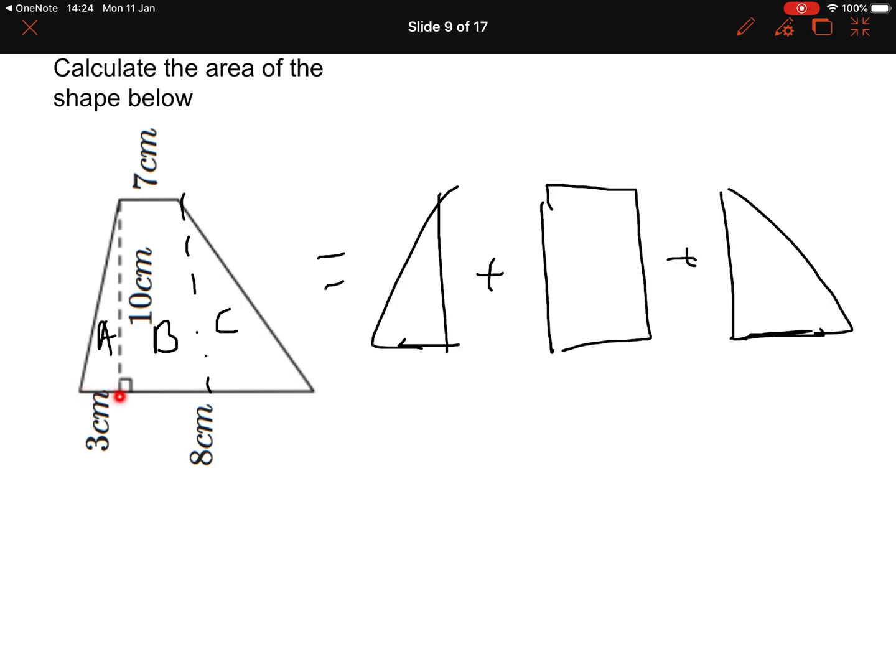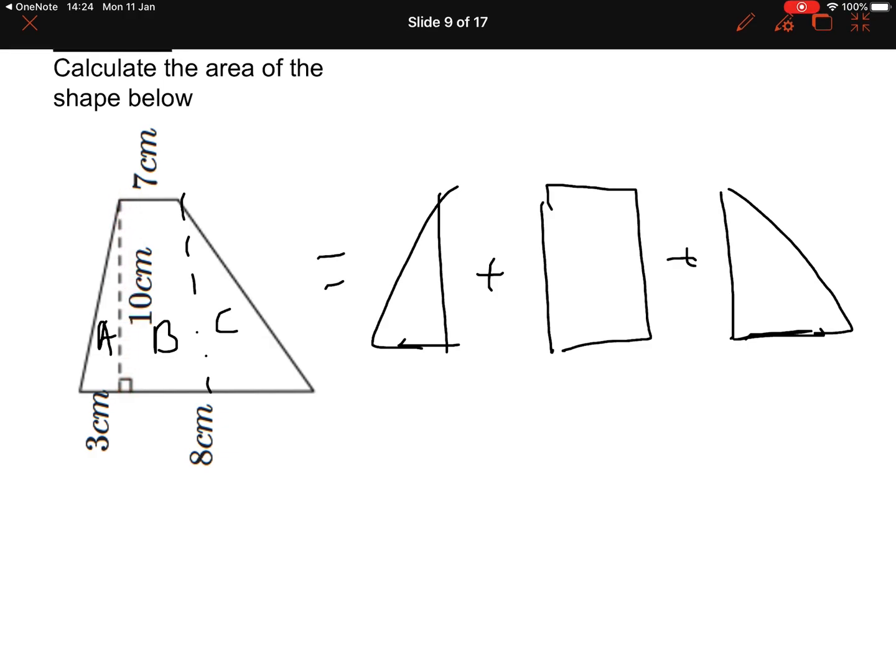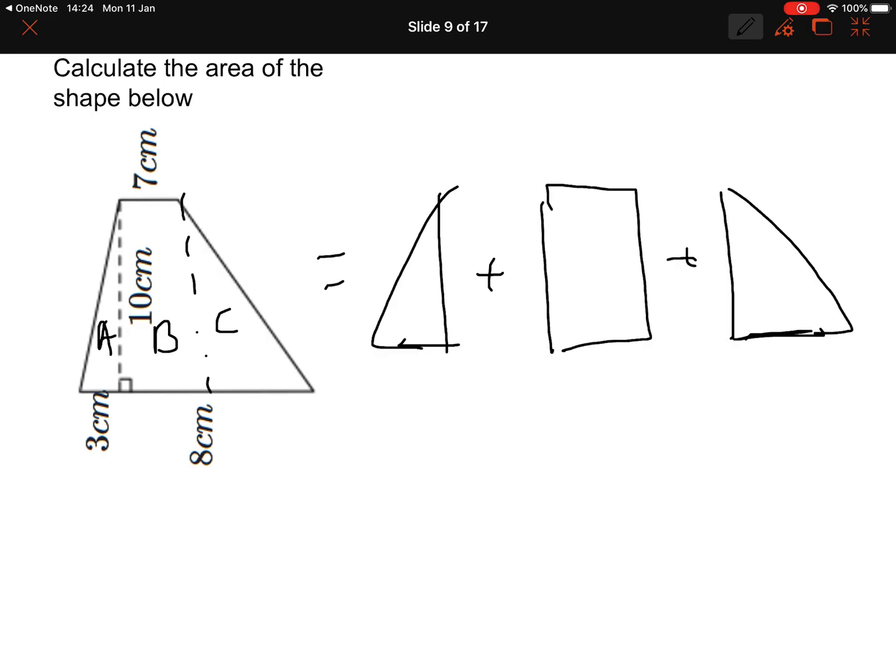So if we look at the triangle first, the first triangle, A, is 3 by 10. Put 10 somewhere up here. So the area of that would be 3 times 10. Divide that by 2. 3 10s are 30. Half that is 15. All right, so that's A sorted.